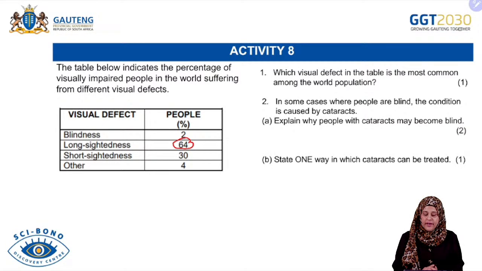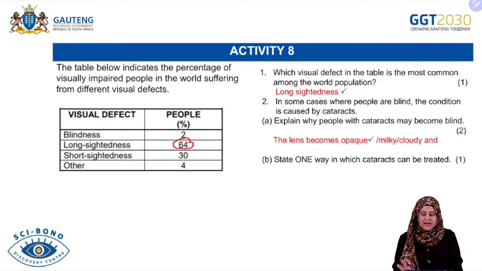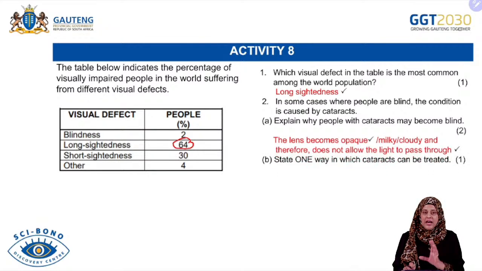In some cases where people are blind, the condition is caused by cataract. Explain why people with cataracts become blind. Now remember we said cataract. What is cataract? Cataract is the clouding of the lens. The lens becomes clouded, okay? And if the lens becomes clouded, it's going to cause blurred vision. It's not going to produce a clear image on the retina, and the person is not going to be able to see clearly, right? So the lens becomes opaque, murky, cloudy, right? And therefore does not allow light to pass through.